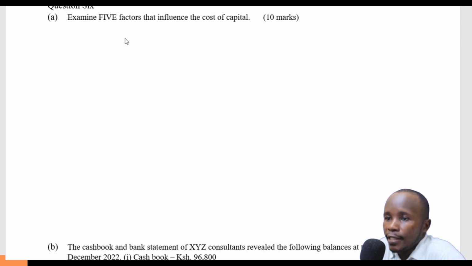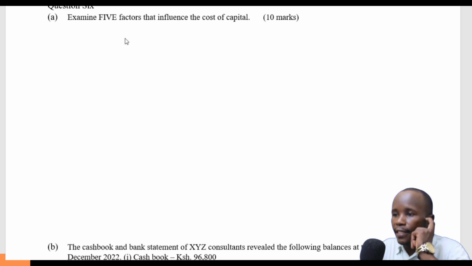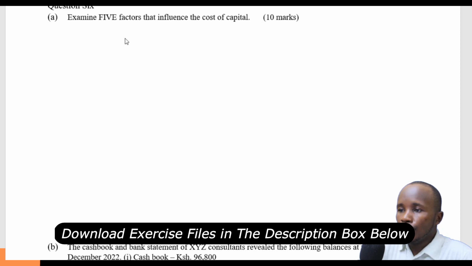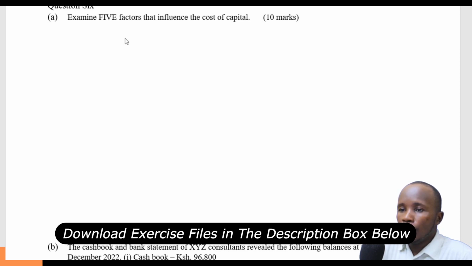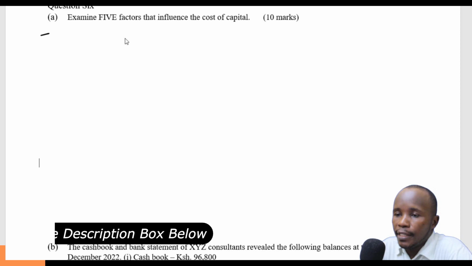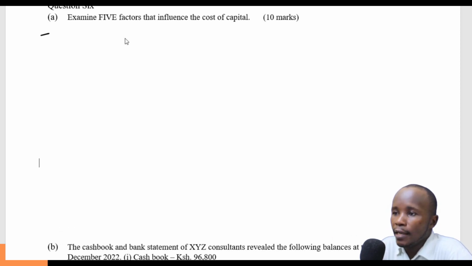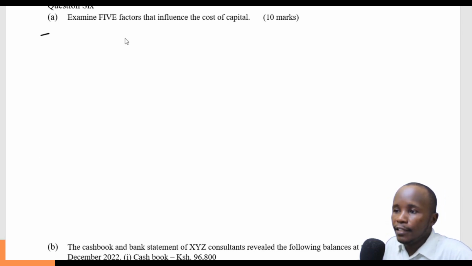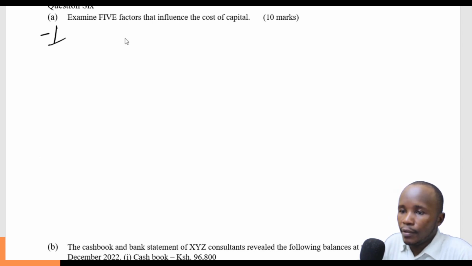Question number 6A reads, examine 5 factors that influence the cost of capital. You see, when you're talking about the cost of capital, you're referring to the expected rate of return for each and every source of capital. Now, the first major factor that influences the cost of capital is the interest rates.